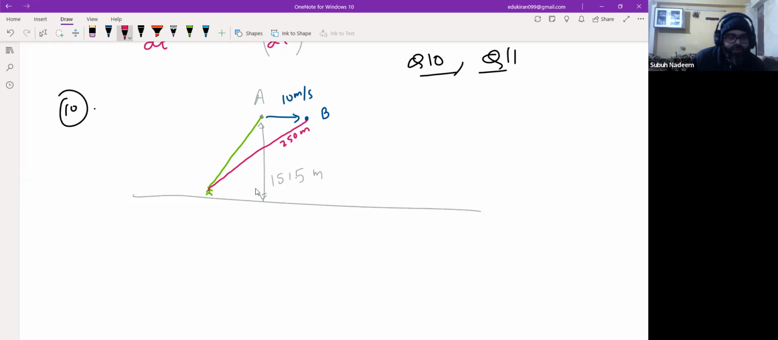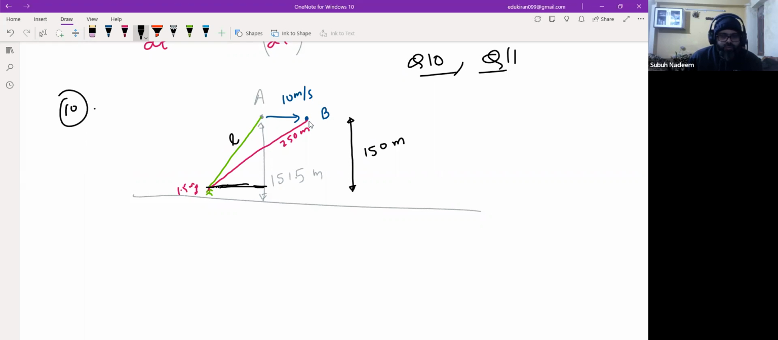The height of the boy is 1.5 meters. So this height is 1.5 meters. So considering that his hand is around his head, we can say that the reference point is this one, this horizontal line. And from here, the height is 151.5 minus 1.5, that is 150 meters. So this is the height. Now, it is being asked, suppose this is the length L.